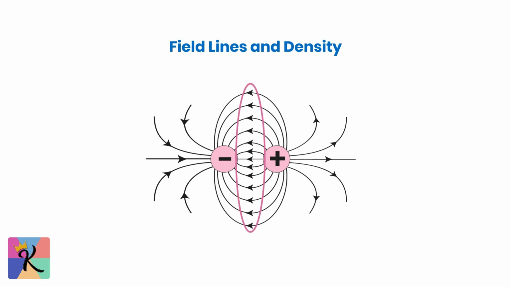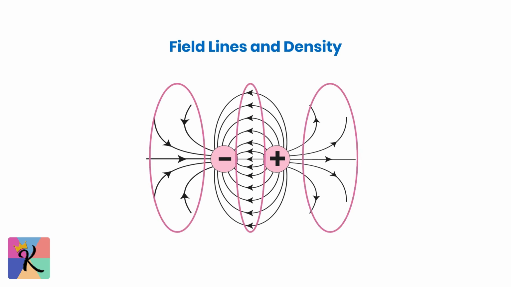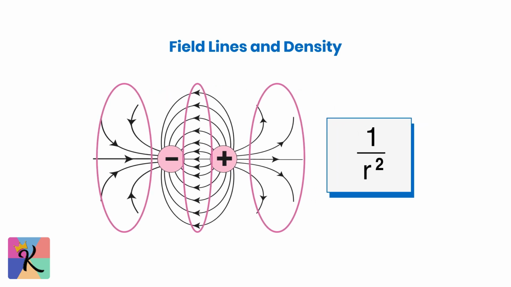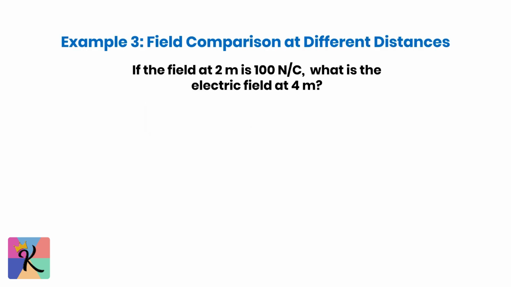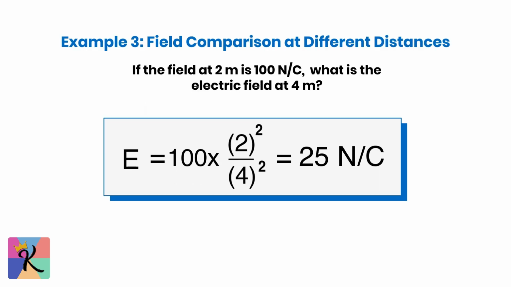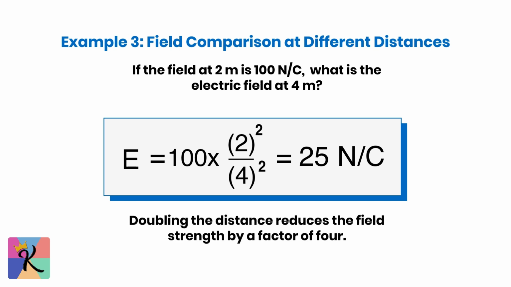Electric field strength is visualized through line density. Denser field lines indicate stronger fields, while more spread out lines show weaker fields. Remember, the field strength decreases as 1 over r squared. If the field at 2 meters is 100, then at 4 meters, the field is 25 Newton per Coulomb. Doubling the distance reduces the field strength by a factor of 4.